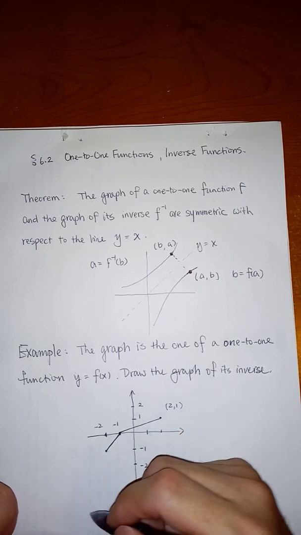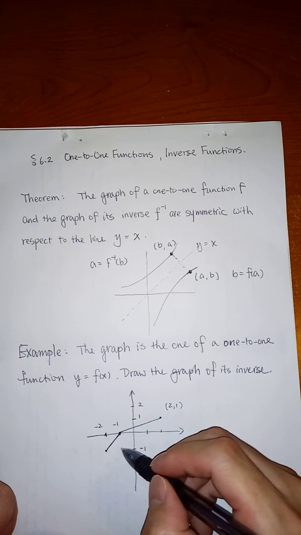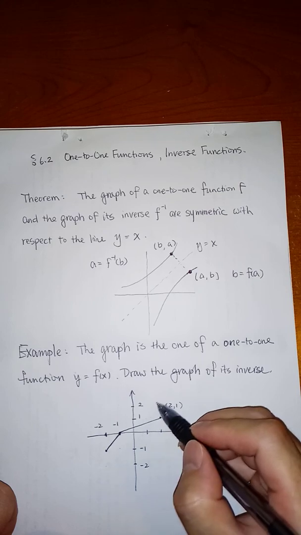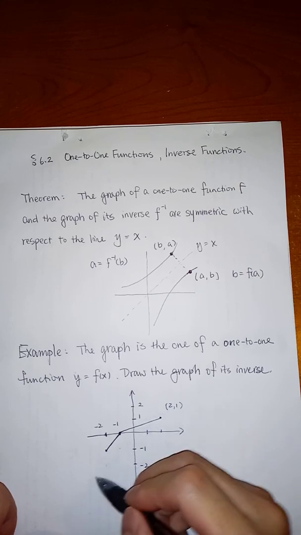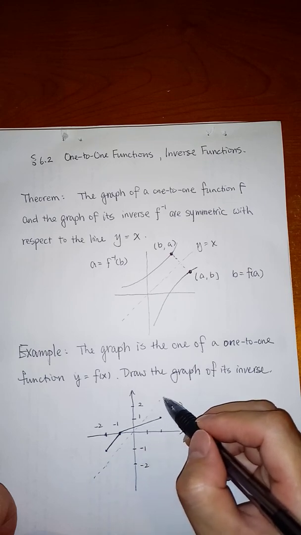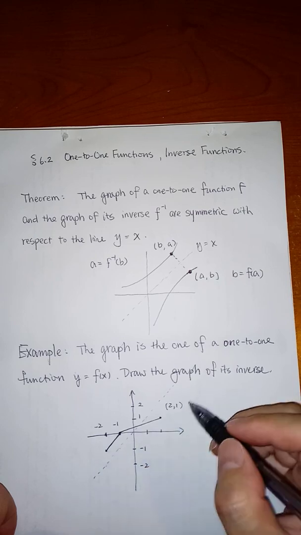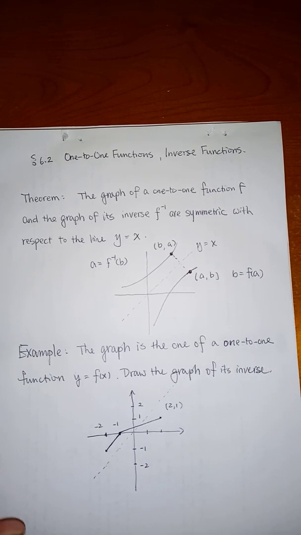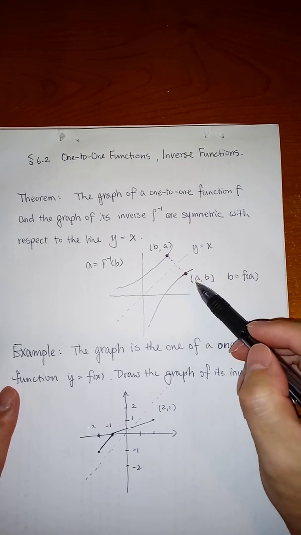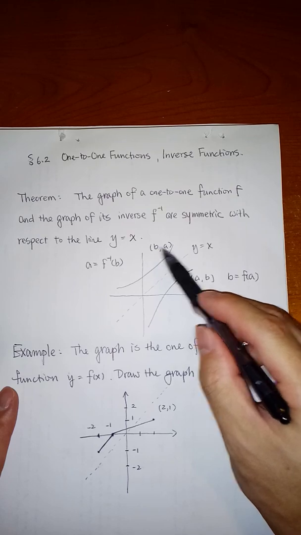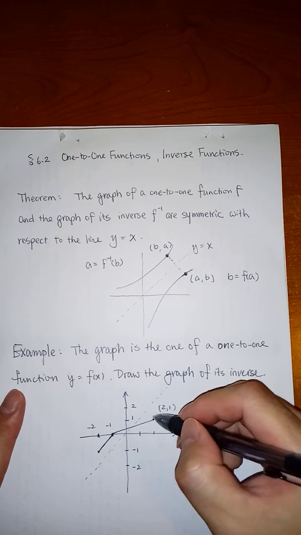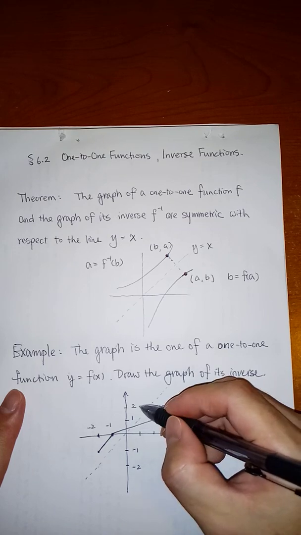First, you need the line y equal to x. You get (1, 1), (2, 2), (negative 1, negative 1), (negative 2, negative 2), and (0, 0) of course. So you get this line. Y equal to x just repeats the coordinates. And when you have (2, 1) here, you have (A, B), then you switch the order and get (B, A). So (2, 1) is on the graph of the original function, then (1, 2) will be on the graph of the inverse.